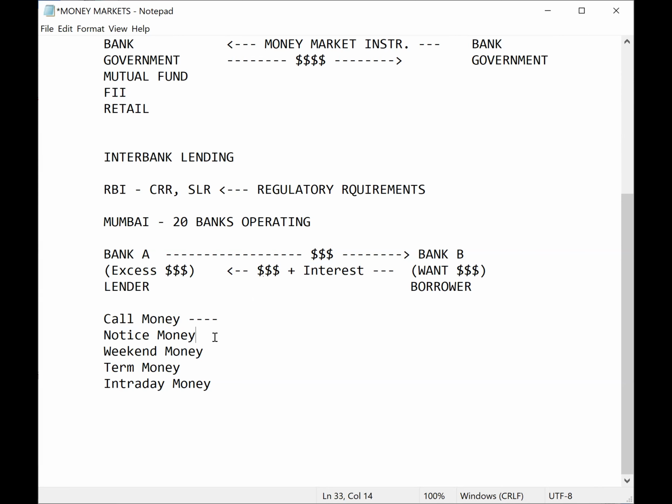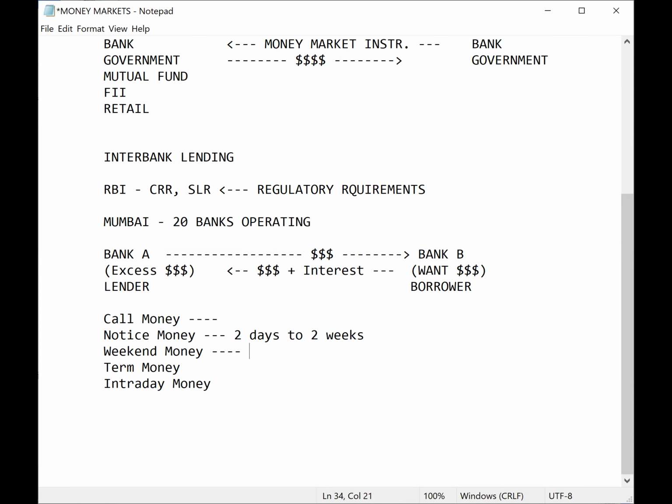All right. In the notice money, what happens, guys? Exchange the funds for 2 days, 2 weeks. If you are exchanging the funds for a defined period, that okay, we are exchanging it for exactly 5 days, or we are exchanging it for exactly 13 days, in that case, you would call it the notice money.